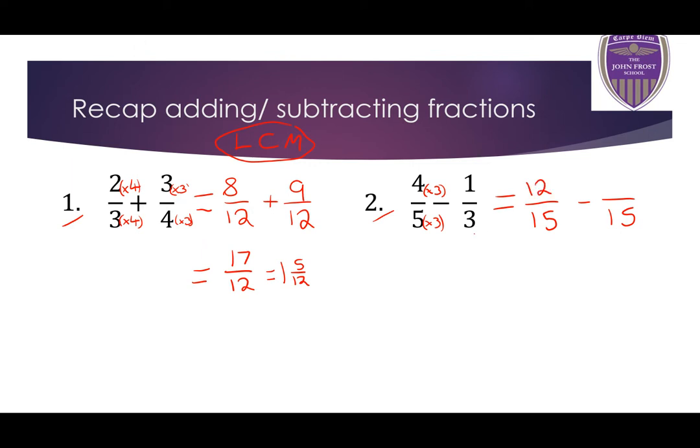Now what about 1/3? How do I get 3 to 15? I times it by 5. If I times the bottom number by 5, in order to keep the fraction the same, I have to times the top number by 5. Therefore, 1 times 5 is 5. Now I can solve this: 12 over 15, take away 5 over 15, gives me 7 over 15. That's just a quick recap on how you add and subtract fractions. You need to make the denominators match using a lowest common multiple. Let's see how this is going to work in this lesson.